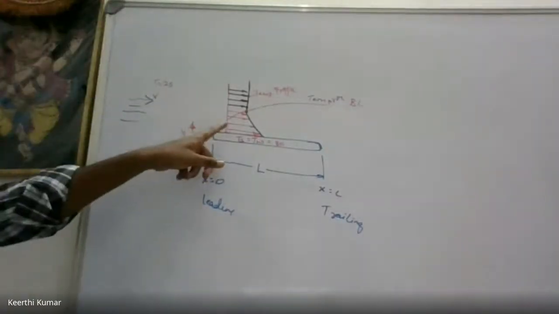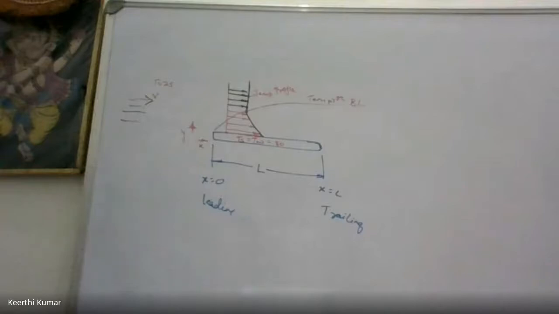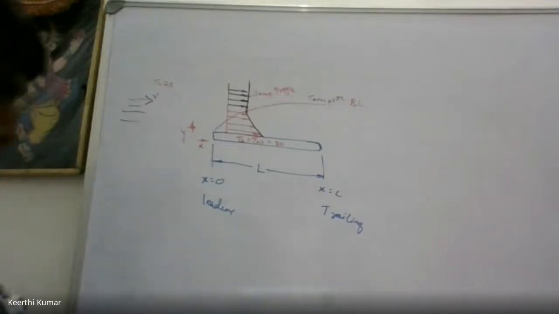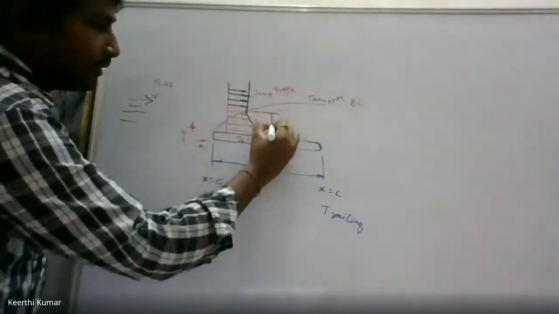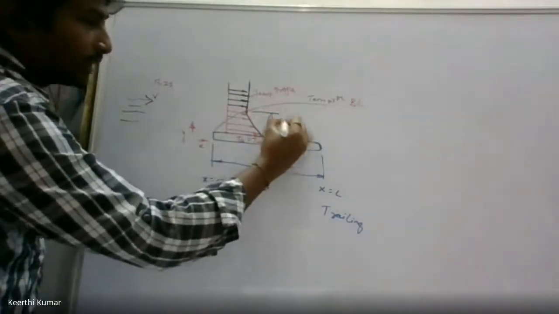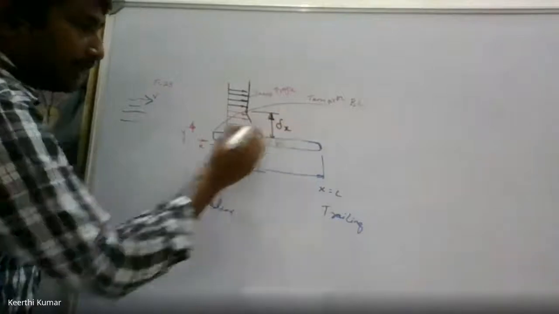Understood how to draw this figure first? Because many times they ask you to draw the temperature boundary layer and velocity boundary layer, and to draw the temperature profile and velocity profile. So you should know how to draw this figure. Here also, they will ask you to find this height. We are going to denote this as delta x. What is the height of delta x?